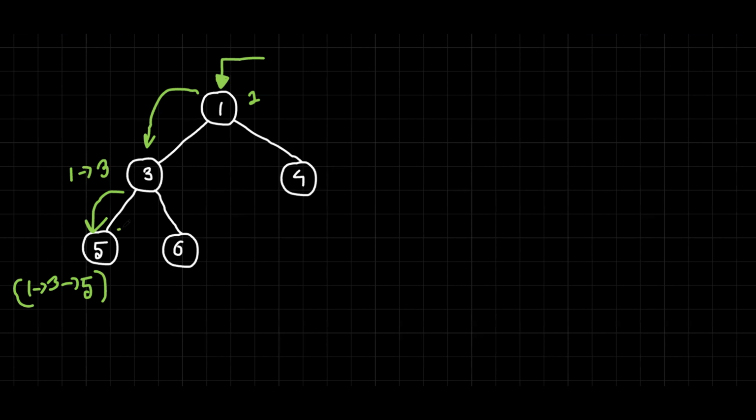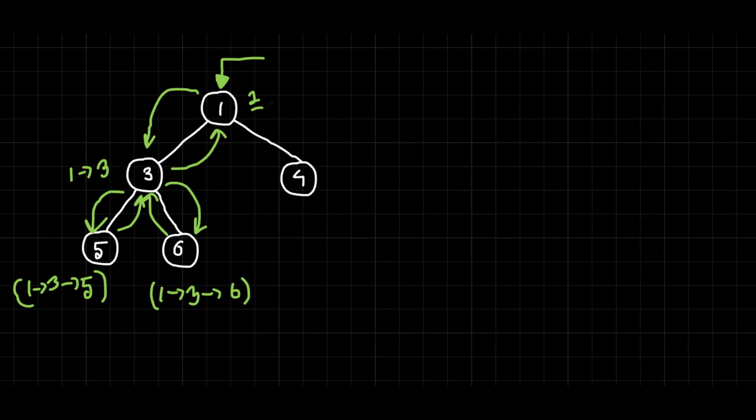Now the call will go back to the parent 3. Now from 3, the call will go to this 6. So here, what is the path of the parent? It is 1, 2, 3. And now for the node 6, it will be 1, 2, 3, 6. Again, 6 is a leaf node. So we have to store this into a vector. Now we will get back to the 3 and we will get back to the 1.